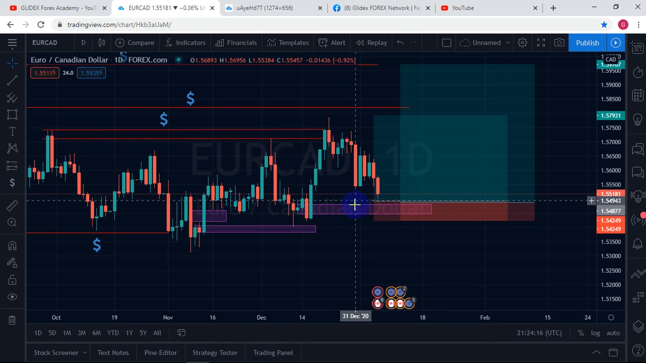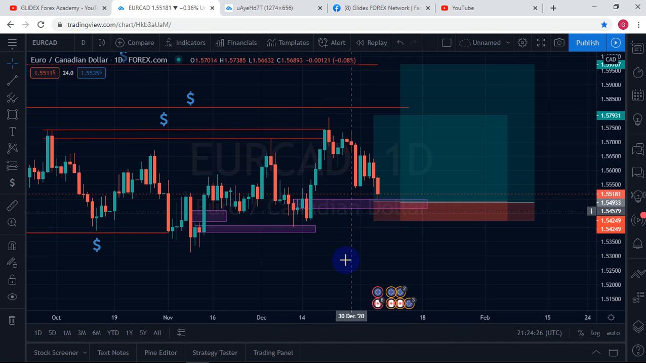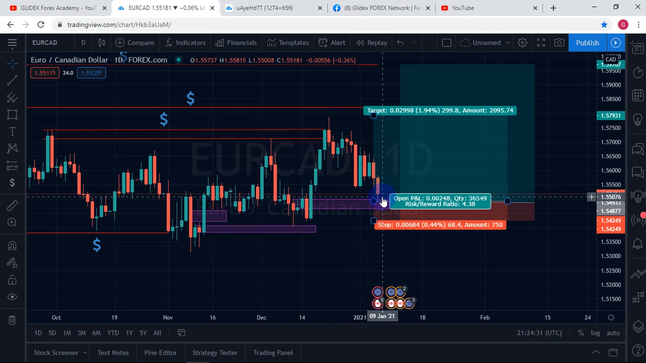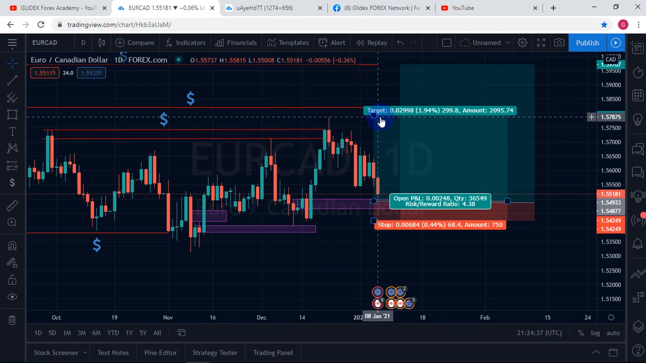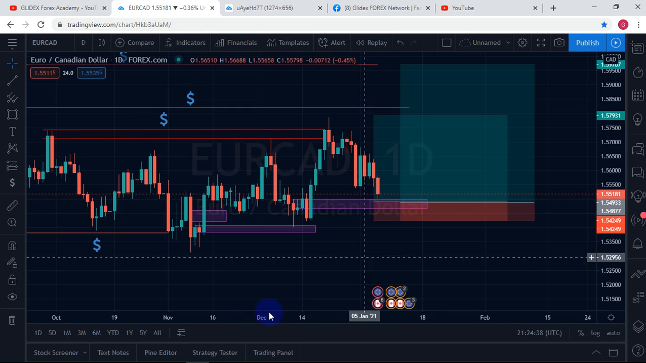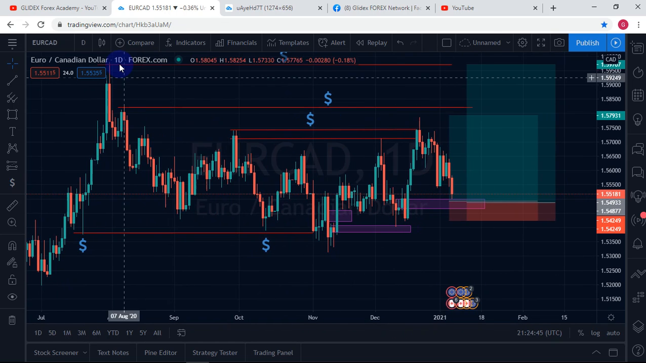Sorry, I'm just going to move this into the open, or the 50%. And then price should rally up to the upside to clear this high. That will be our first profit target, and our second profit target will be to see price clear this high.